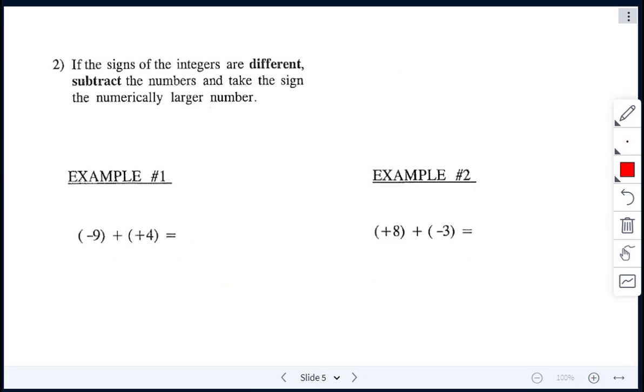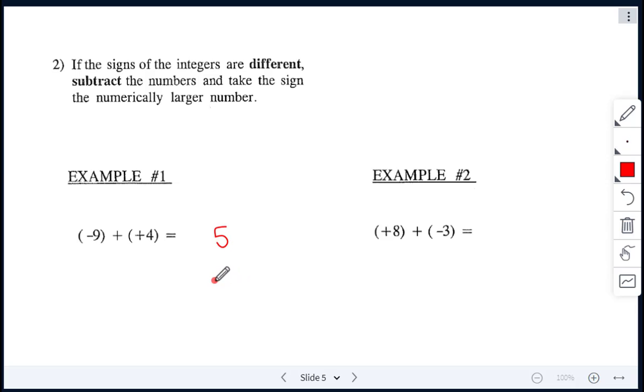The second rule states that if the signs of the integers are different, we have to subtract the numbers, and then you have to take the sign of the numerically larger number. So that'll make more sense when we do this example. So first of all, look at your two integers. This is a negative, this is a positive. Therefore, the rule says we have to subtract. So take 9, subtract 4, and we end up with 5.